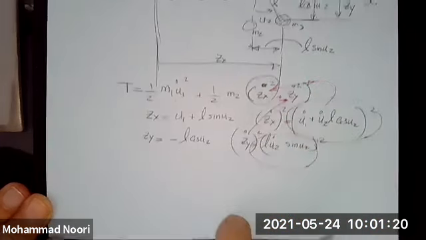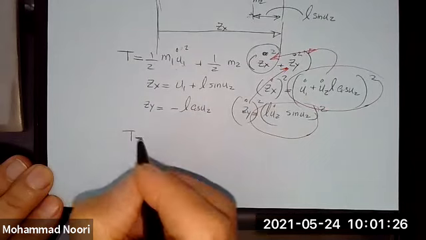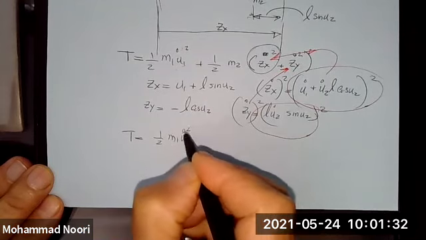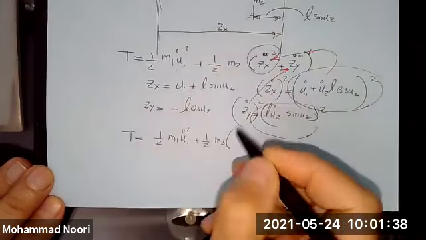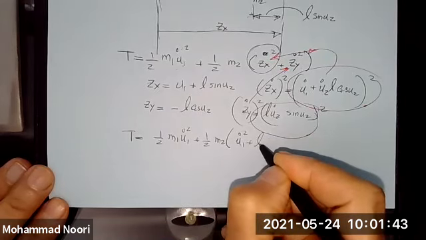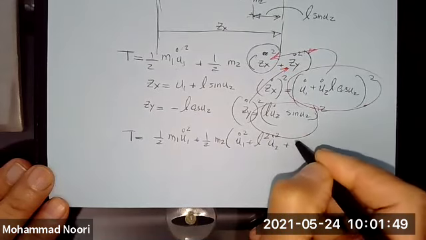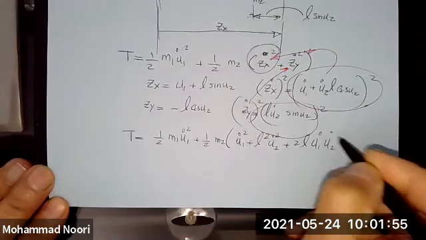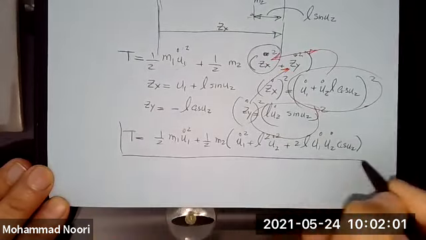So I would just substitute this and this into this equation. And if you do that and simplify, a little bit of algebra, T would come out as 1/2 M1 U1 dot squared plus 1/2 M2 times all of these terms, which simplified, you get U1 dot squared plus L squared U2 dot squared plus 2L U1 dot U2 dot cosine U2. So this is kinetic energy.